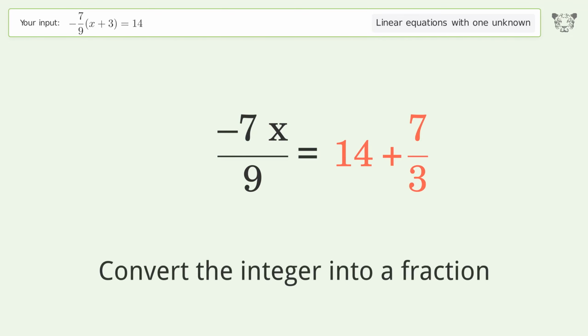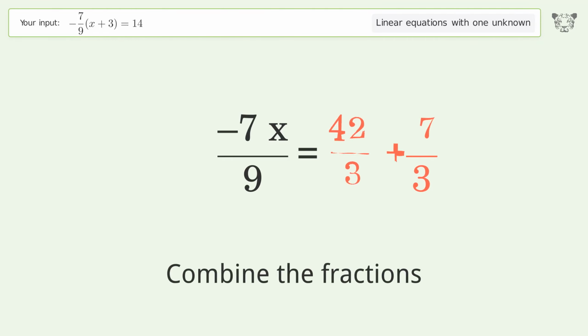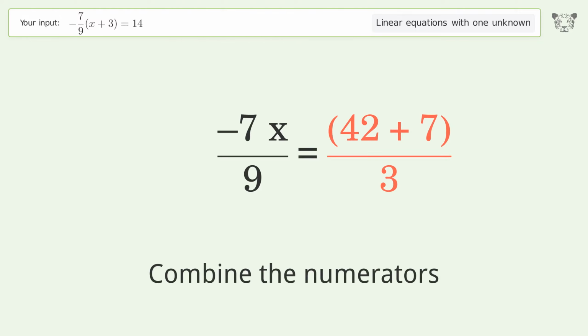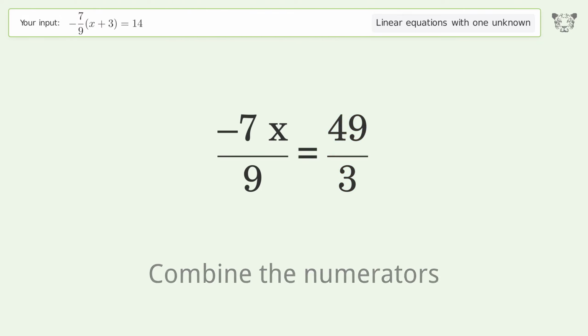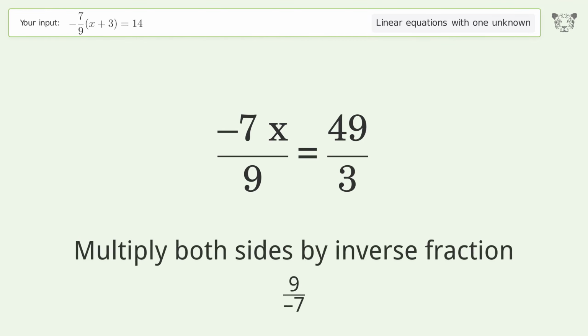Convert the integer into a fraction. Combine the fractions. Combine the numerators. Isolate the x. Multiply both sides by inverse fraction 9/7.